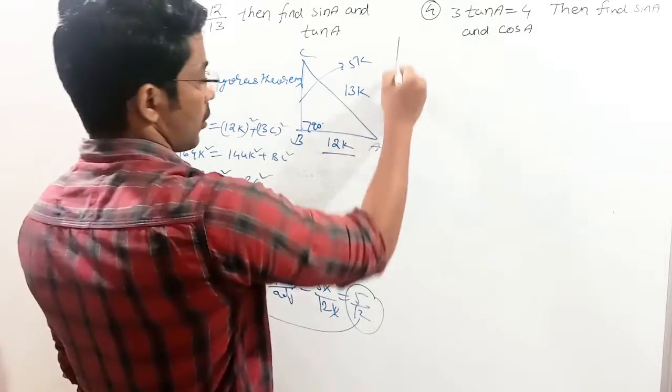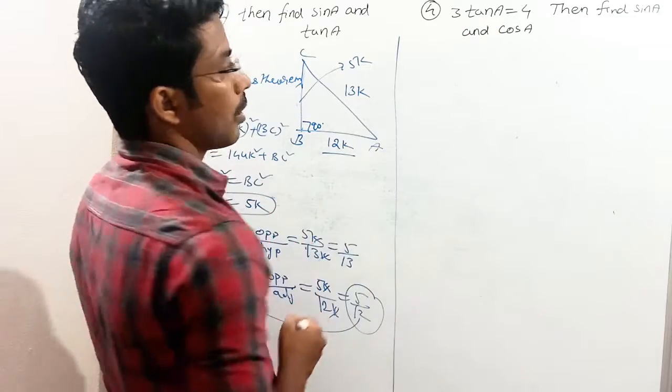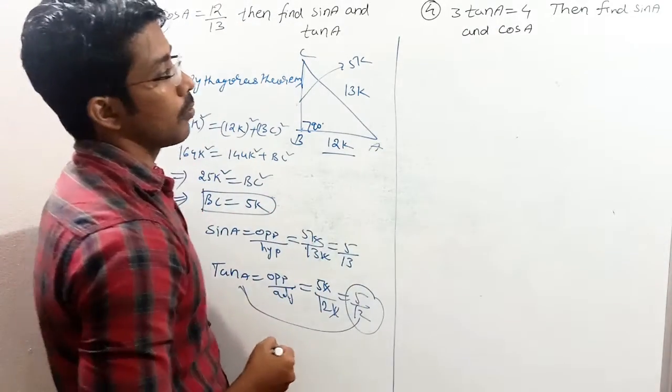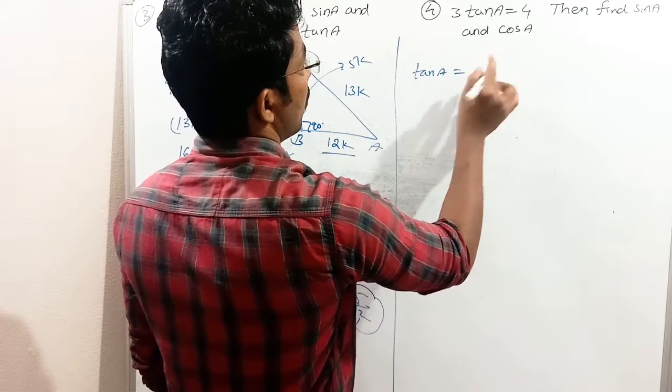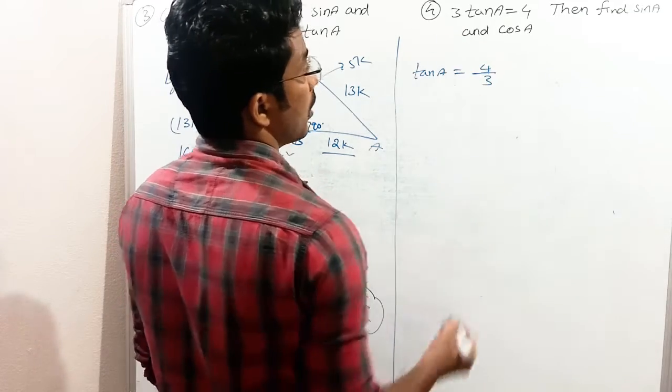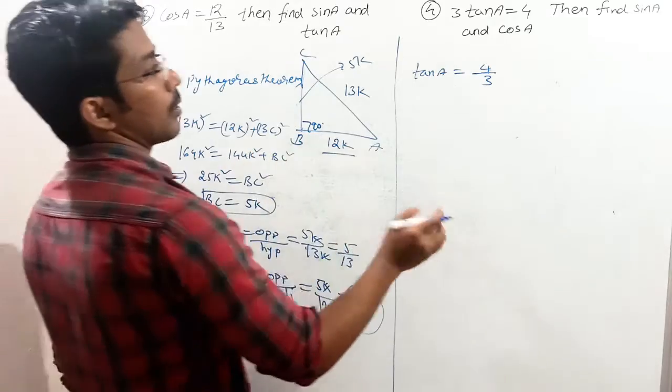Now coming to the next problem, given that 3 tan A is equal to 4, this can be written as tan A is equal to 4 by 3. Now the same method we apply here.